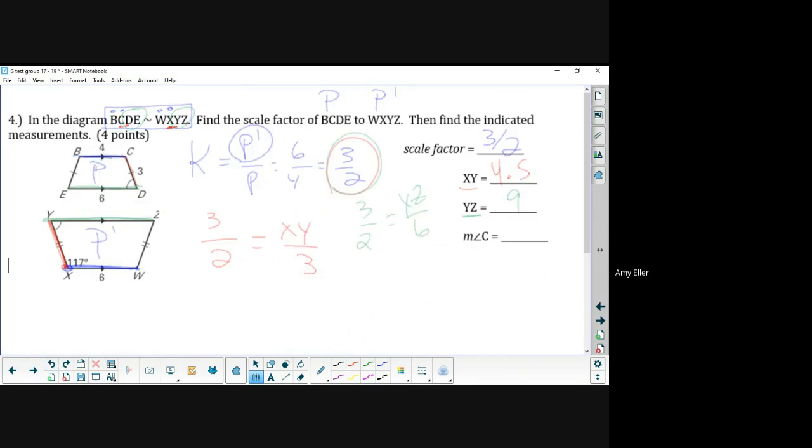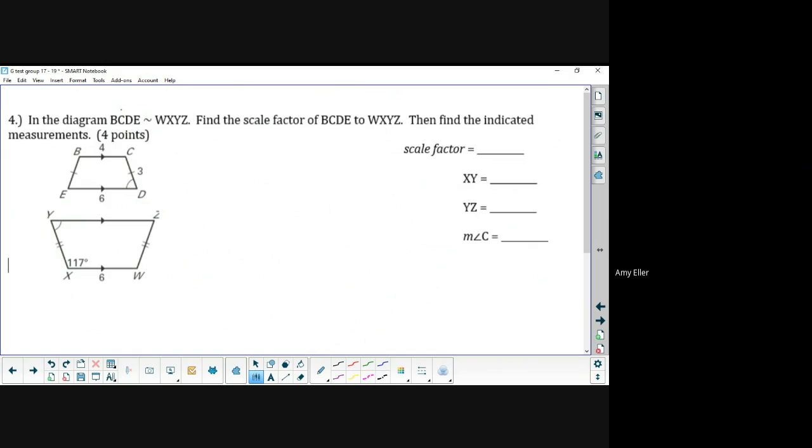Angle C. Remember, angles are exactly the same. So angle C matches up with angle X, and they're exactly the same, congruent. It's not half, a third, they're exactly the same.